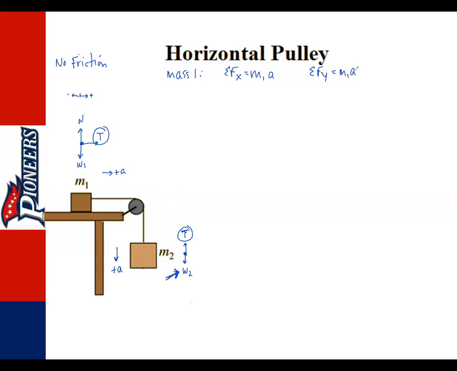Okay. Now we know that in the y direction, this guy's not going to move up and down, so the sum of the forces is going to equal 0. You have the normal force minus the weight equals 0, so the normal force equals the weight. It's not going to help us solve the problem at all because there's no friction. We don't really need it.